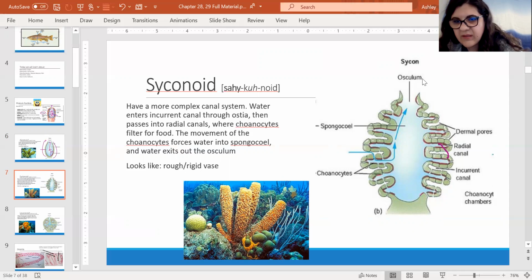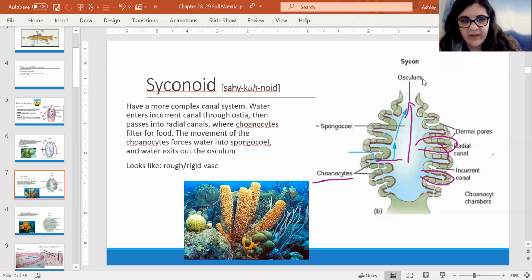Radial canals kind of look like finger-ish projections from the side of the sponge. In the radial canals, there are choanocytes that filter the water for food. Then that water goes out of the radial canal into the spongocoel and out through the osculum. This looks like a rough or rigid vase in appearance. That's the second type of sponge.